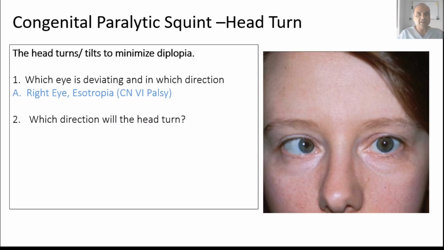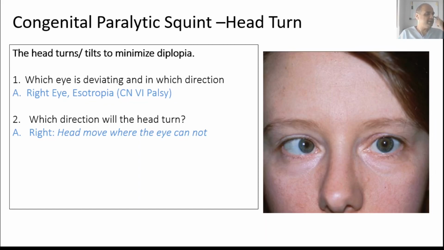So the second thing we need to answer is, in which direction would this child turn her head, not the eye, because the eye can't move, in order to minimize diplopia? And remember, the head goes where the eye can't go. You just follow that. So if we follow that rule, the head would move where the eye can't move, and the eye can't move to the right, so the head moves to the right. So what this child would do is turn her head to the right.